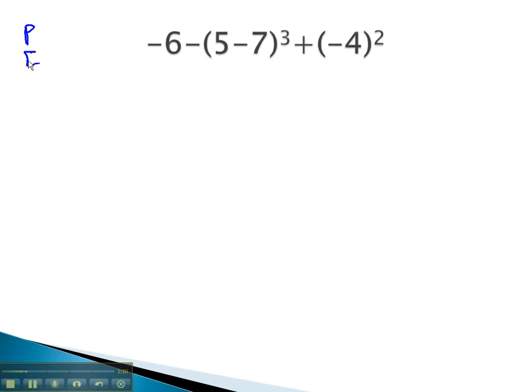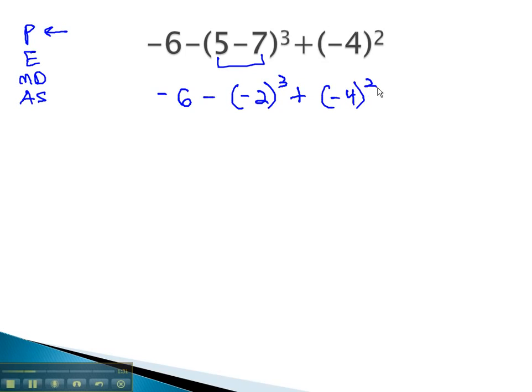If we keep in mind PEMDAS, or Please Excuse My Dear Aunt Sally, we know we're going to start with the parentheses. And what we have inside parentheses is 5 minus 7. So let's do that first. This gives us negative 6 minus negative 2 cubed plus negative 4 squared.